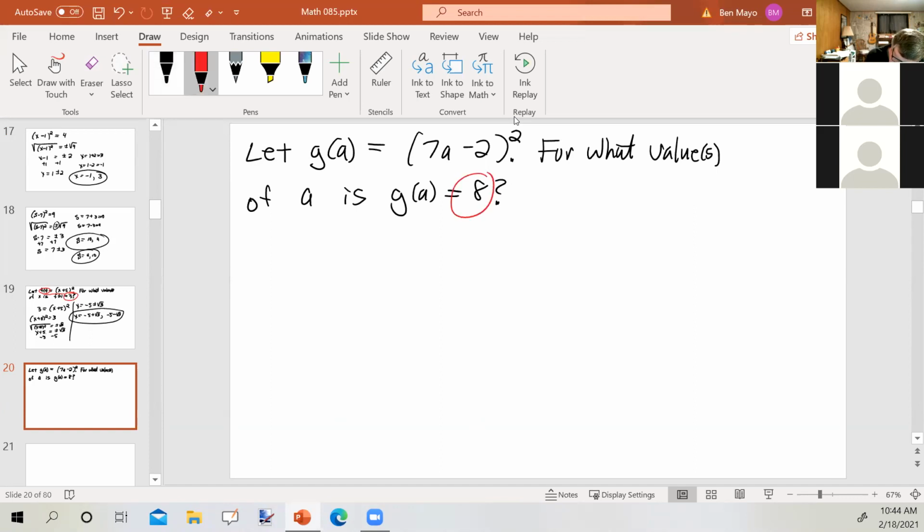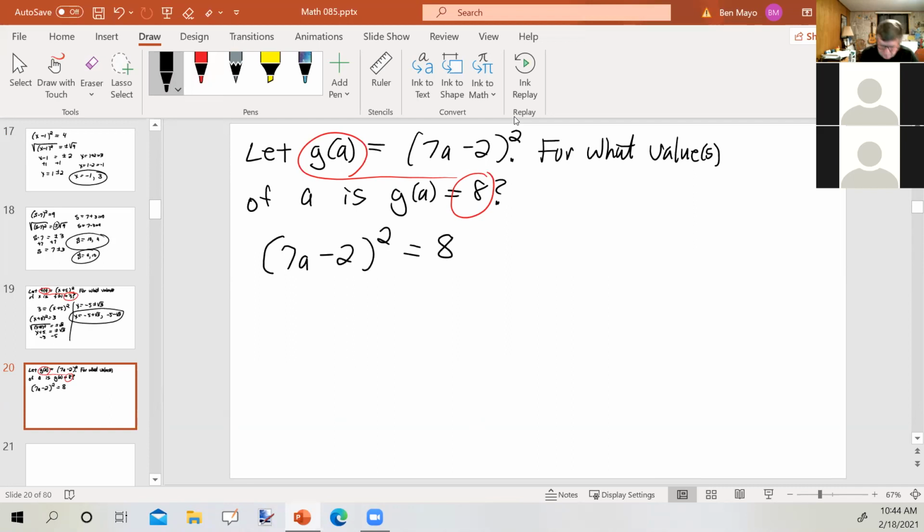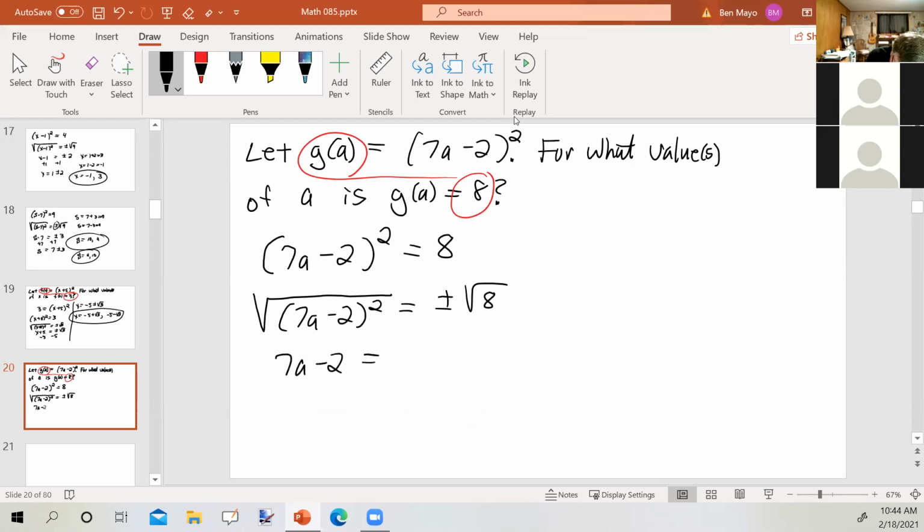So we're going to take 8 and put it in the place of g of a. I'm going to go ahead and switch sides to start with. I get the quantity 7a minus 2, squared, equals 8. We okay how I got to there? All right. So I have my perfect square with a variable on the left and my constant on the right. I'm going to take the square root of both sides. So I get 7a minus 2 equals plus or minus the square root of 8.